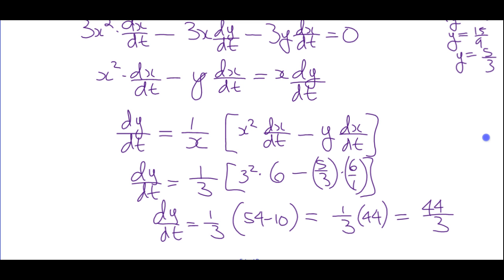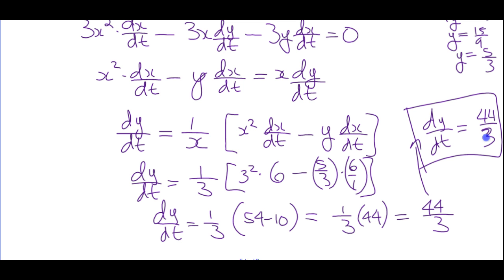So 44 over 3. And let's just make that explicit, right? I'd written one more line at the bottom, but it's painful to scroll down. Okay, so dy by dt is, there are no units with this, right? So that's it.